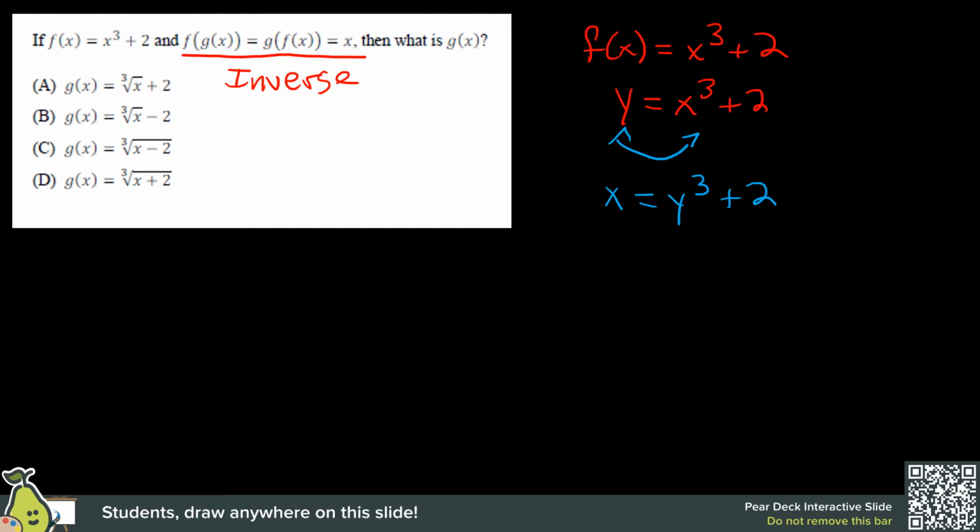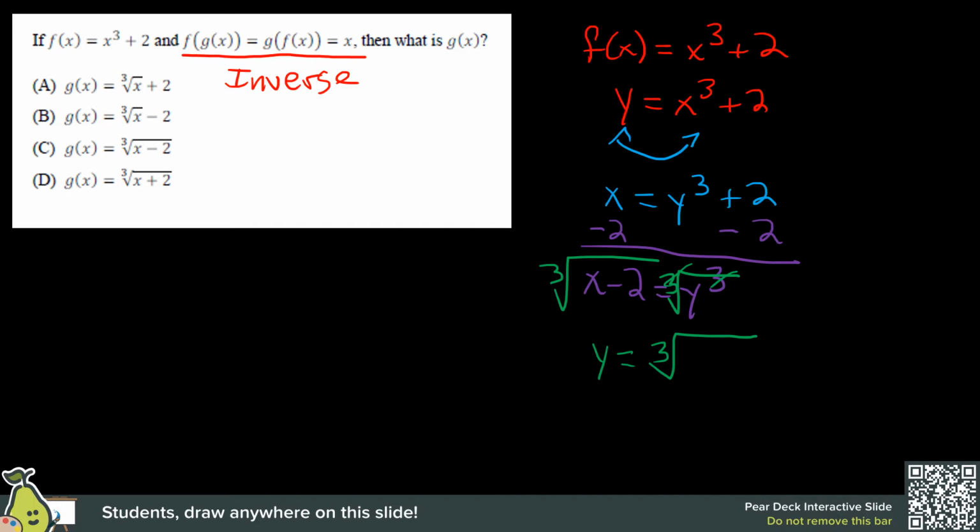And now I want to isolate y. So I'm going to subtract 2 from both sides. And I'm going to get x minus 2 equals y cubed. And lastly, if I want to get rid of that cubed, I need to take the cube root of both sides. And so I get y equals the cube root of x minus 2. And that cube root is all the values, so it's got to be letter C.